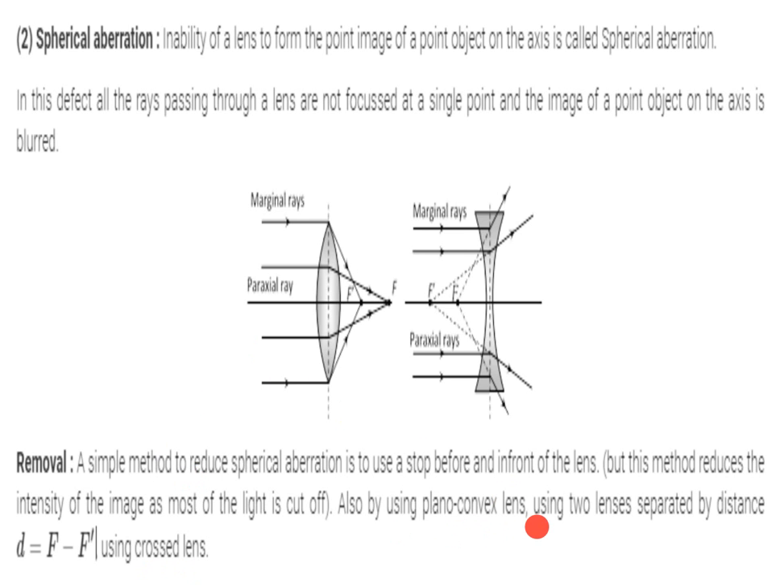In these lenses, the focal length will be different for spherical aberration. That means the focal point will be different. Therefore, by using the plano-convex lens, and also d is equal to f minus f dash using crossed lenses, we can remove the spherical aberration.